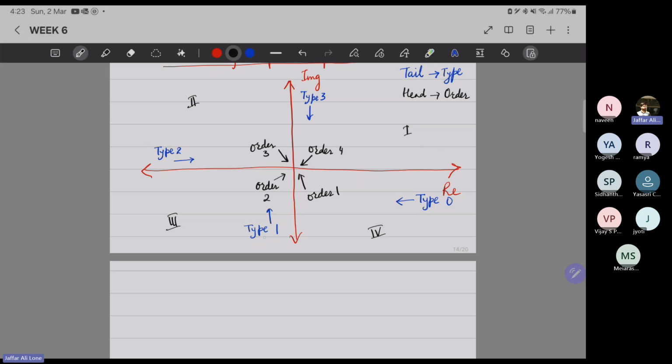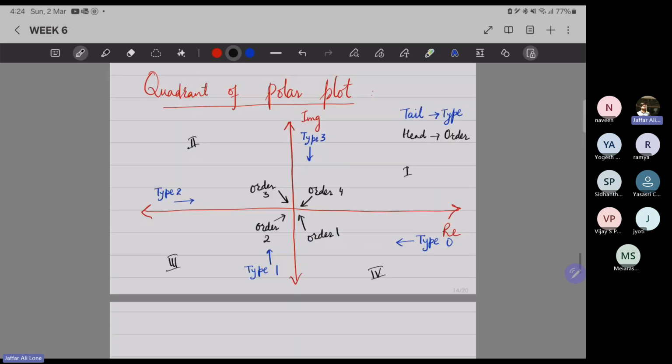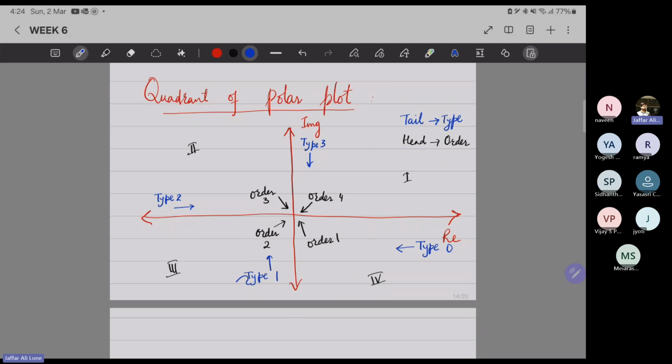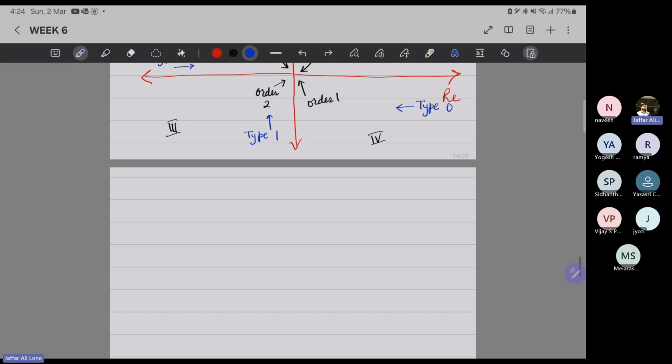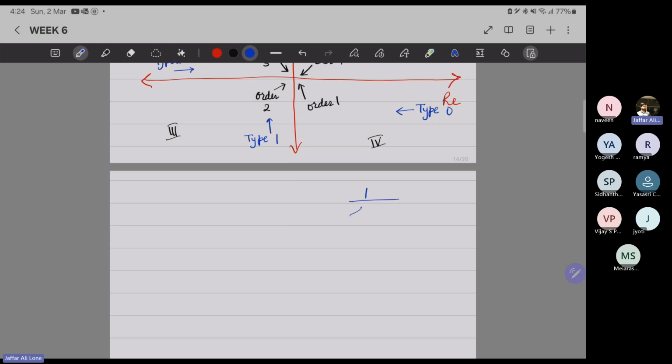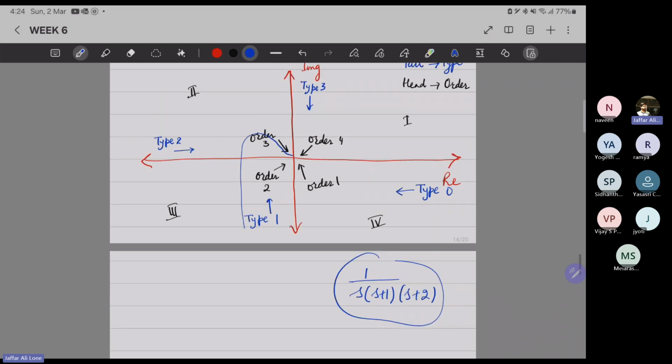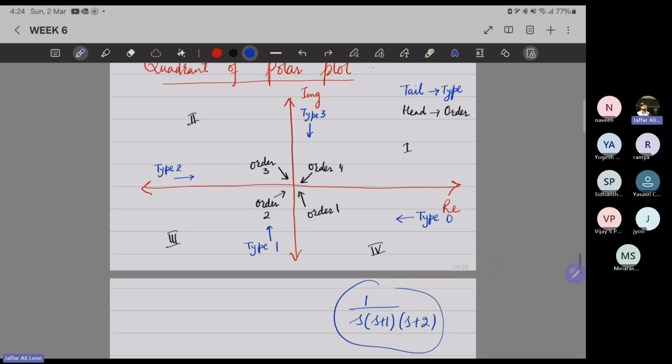Similarly, type 1 and order 3 is the most asked transfer function. In that case, it will be something like this: I start from quadrant 3 and end in quadrant 2. A type 1 and order 3 transfer function looks like this: s into (s plus 1) into (s plus 2). If you have a transfer function like this, your polar plot will be something like this, right? So it's very easy. Does anybody have any doubt?